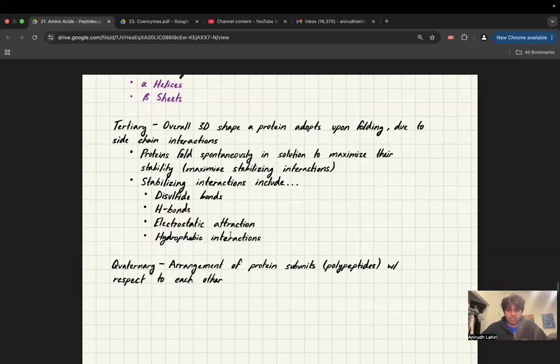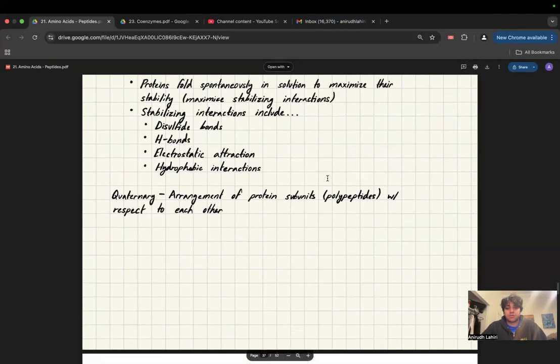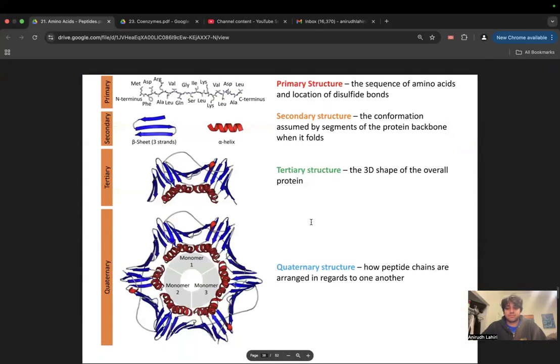Tertiary has to do with the overall 3D shape a protein adopts under folding. This is based on side chain interactions. Proteins fold spontaneously in solutions to maximize their stability. Stabilizing interactions can include, but aren't necessarily limited to, disulfide bonds, hydrogen bonds, electrostatic attraction, and hydrophobic interactions. Quaternary is the arrangement of protein subunits, polypeptides, with respect to each other.